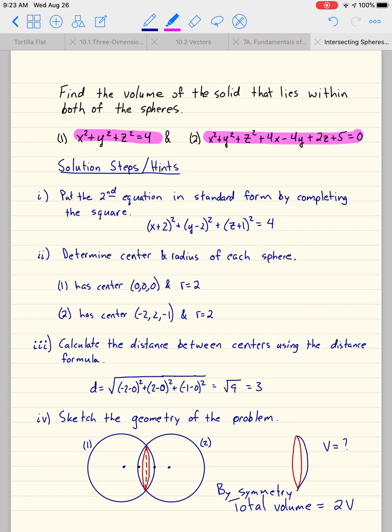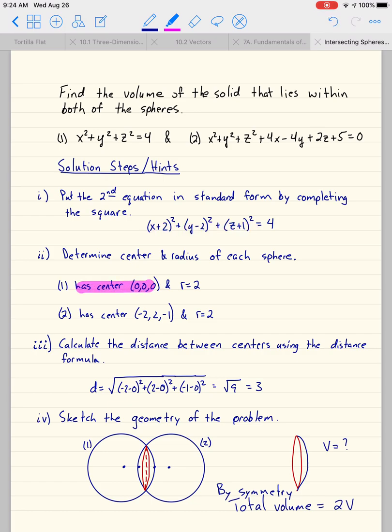Of course, the one on the left is already in a nice standard form. The one on the right is going to need to be put in standard form. We do that by completing the square, and we end up with this equation right here. So with an equation of a sphere in standard form, we can find the center and the radius of that sphere now. We have -2, +2, -1, radius will be 2. These things are listed below.